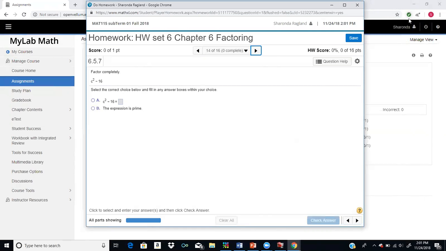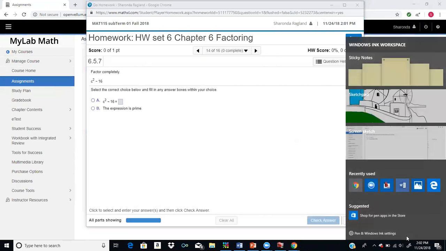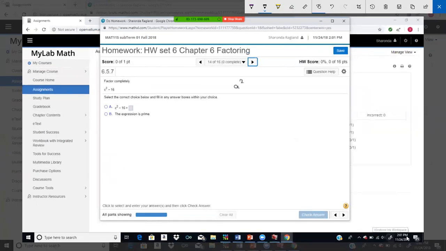c squared minus 16. We have 2 terms. Do we have a GCF other than 1? No. Okay, and do you recognize what 16 is? Yes, it is a perfect square. And so here, recall that when you have the difference of squares, it's a minus b and a plus b.